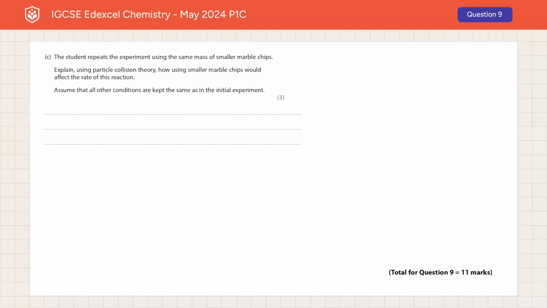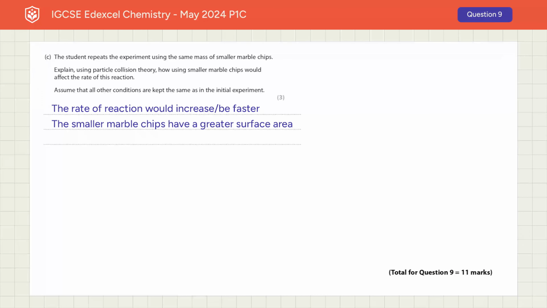And we're on to the final question 9. We need to explain how using smaller marble chips affects the rate of reaction. So if the student repeats the experiment with smaller chips, the rate of reaction would increase. It would be faster. The key reason for this is that by breaking the chips down into smaller pieces, you are increasing the total surface area available for the reaction.